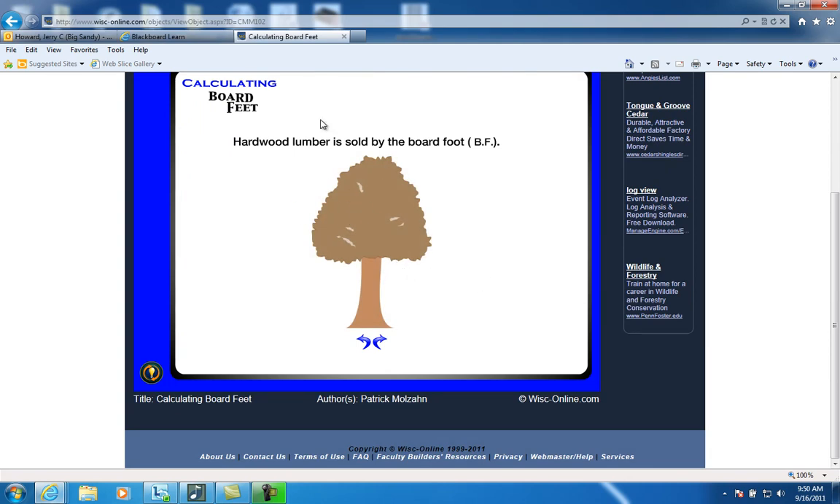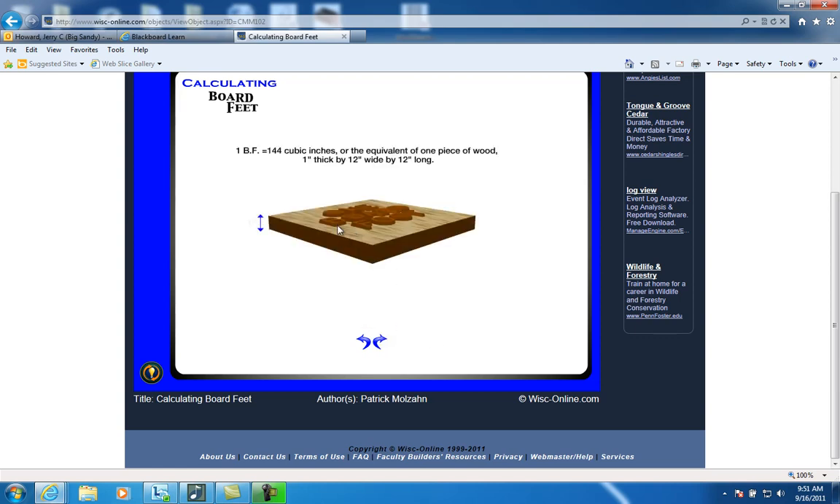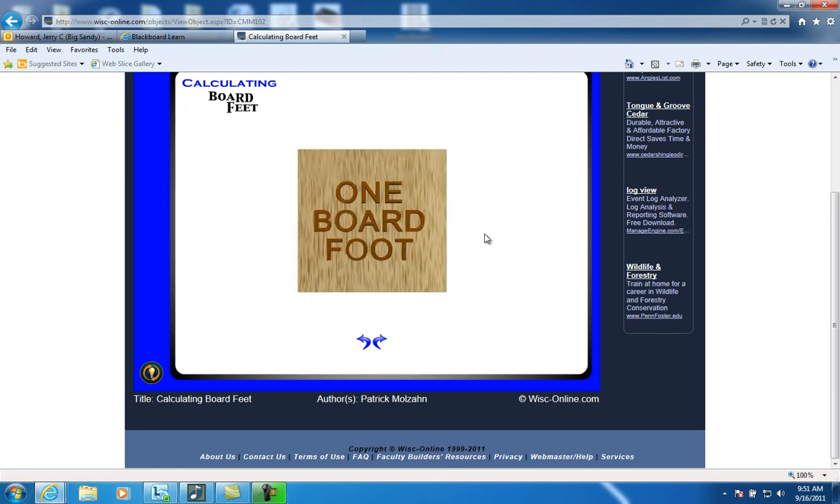Alright, now when you calculate board feet, you're calculating volume is all you're calculating. And in industry, as far as like hardwood, you can also buy dimensional lumber the same way. You can buy it through board feet instead of buying it in individual pieces like you would at Lowe's or something along those lines. So typically hardwood is sold by the board foot, and right here is a board foot. A board foot is 1 inch thick, 12 inches wide, and 12 inches in length. That is one board foot.